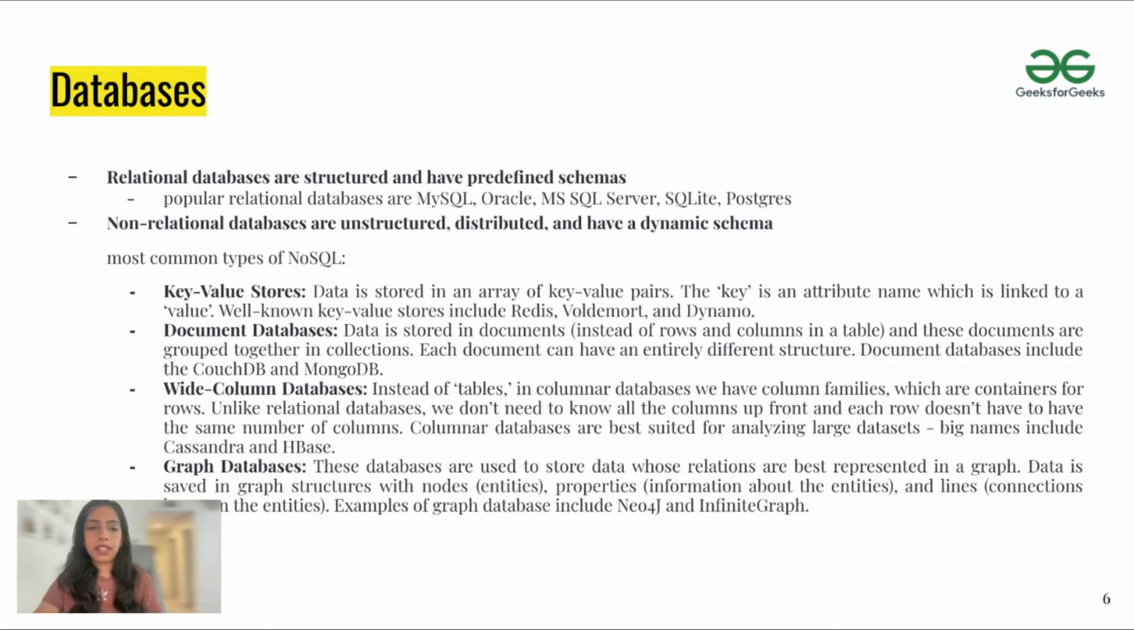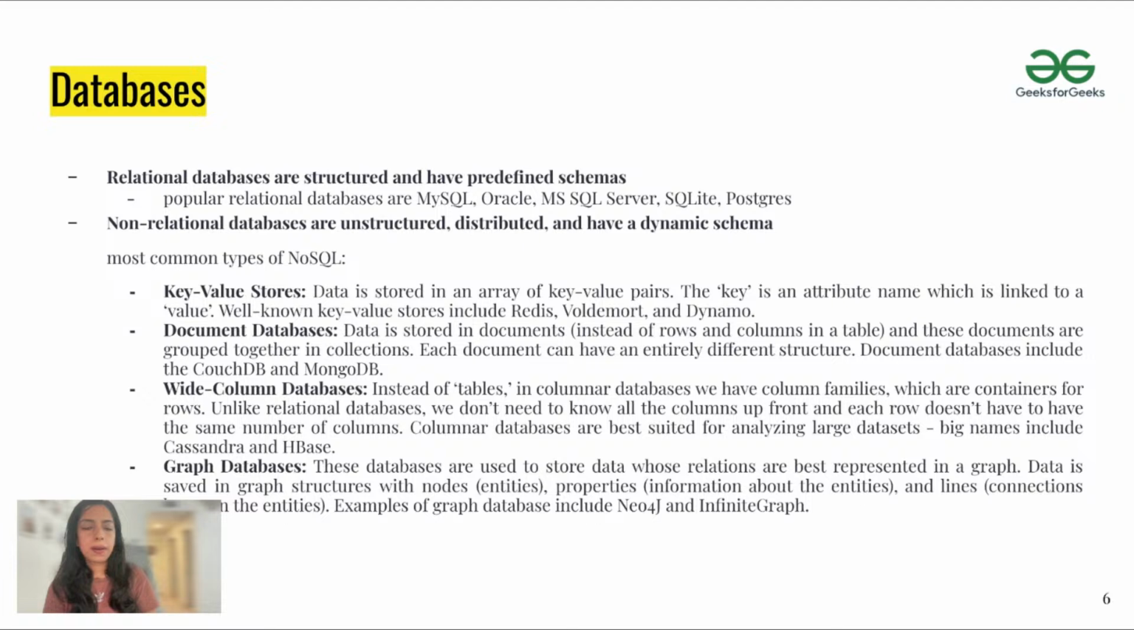The next one is document databases. Sorry, the key value database, I didn't talk about the examples. So there is Redis, there is Voldemort, there is Dynamo. Dynamo is by AWS. So these are the different types of key value store.